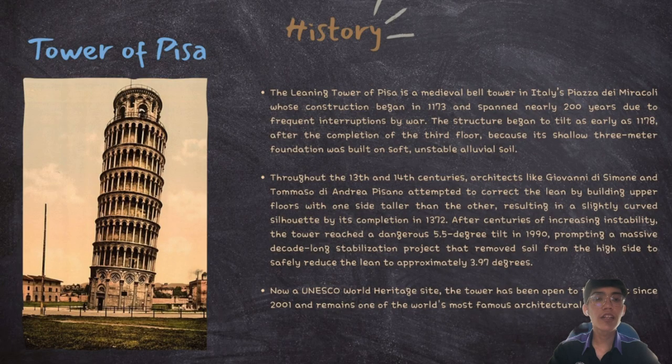By 1990, the tower had reached a dangerous inclination of 5.5 degrees. A major stabilization project was carried out, where soil was removed from the higher side of the tower to reduce the tilt. After this decade-long effort, the tilt was successfully reduced to approximately 3.97 degrees. Today, the Leaning Tower of Pisa is a UNESCO World Heritage Site. It reopened to the public in 2001 and remains one of the world's most famous architectural oddities.